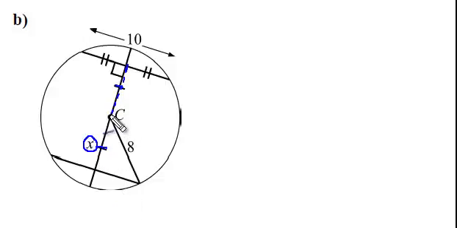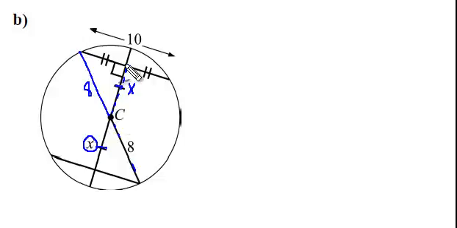Another thing I know is that from the center of the circle to the edge of the circle is a radius. If I've told here that my radius is 8, this is also 8 because it's a radius as well. I'm going to say that this is also equal to x. Another thing I know is that the length of this entire line is 10.